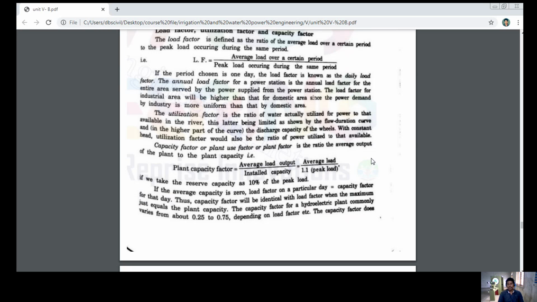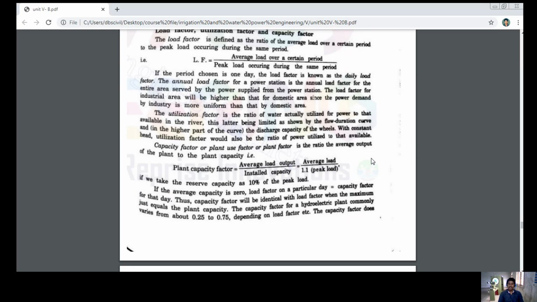The annual load factor of a power station is the annual load factor for the entire area served by the power supplied from this power station. Yes, the load factor for an industrial area will be higher than for a domestic area, since the power demand by industry's consumption is more than the domestic area.